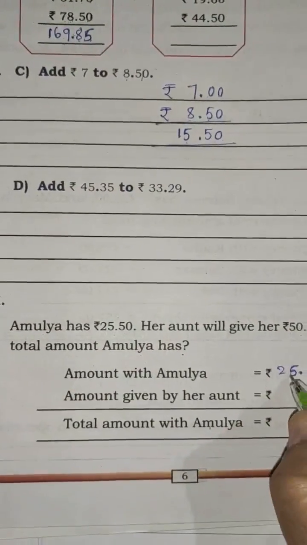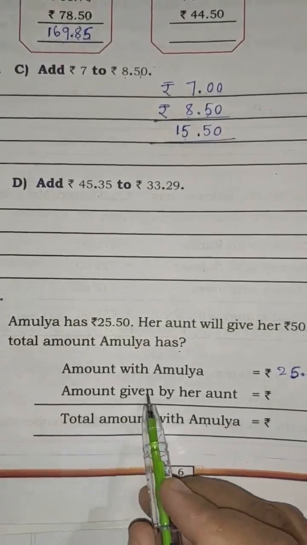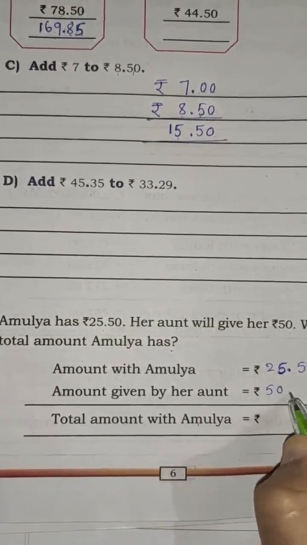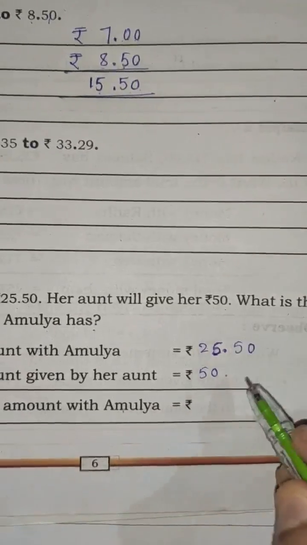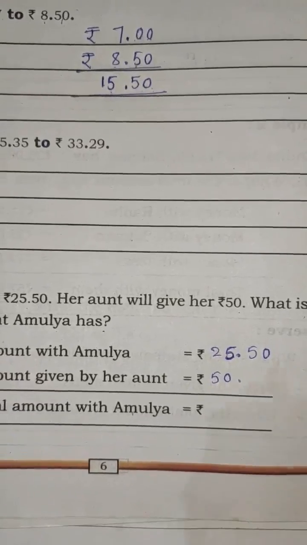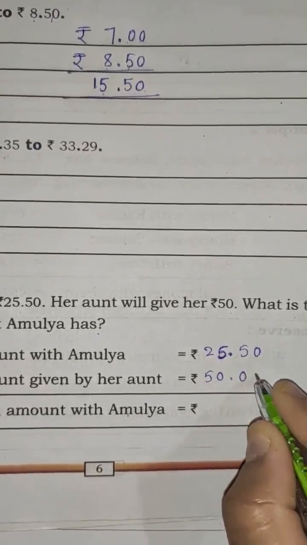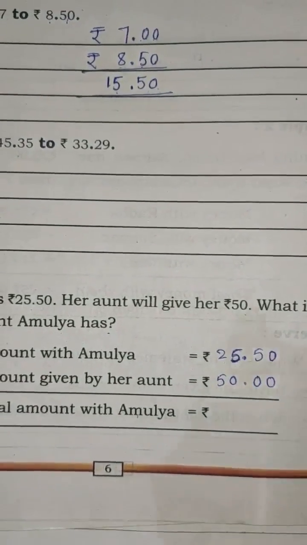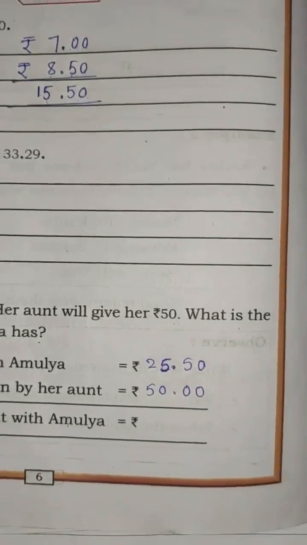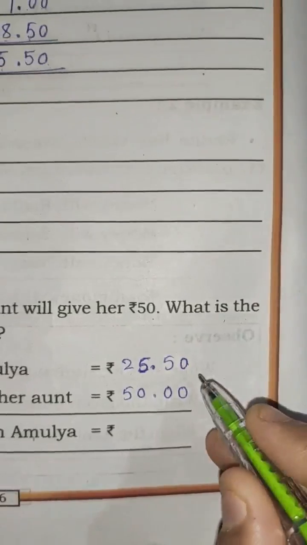Next one is the amount given by her aunt. How much? It is rupees 50. Okay, if it is rupees 50, here nothing in paise is there. What we have to do in this case? Yes, we have to write 0 paise. Now let's add the numbers or money.